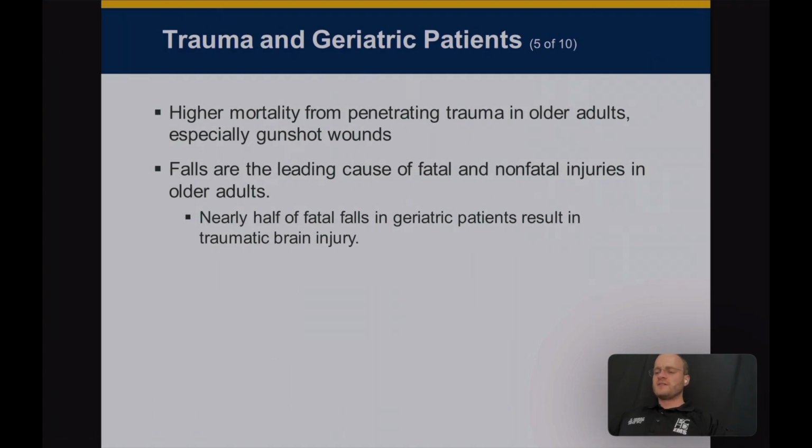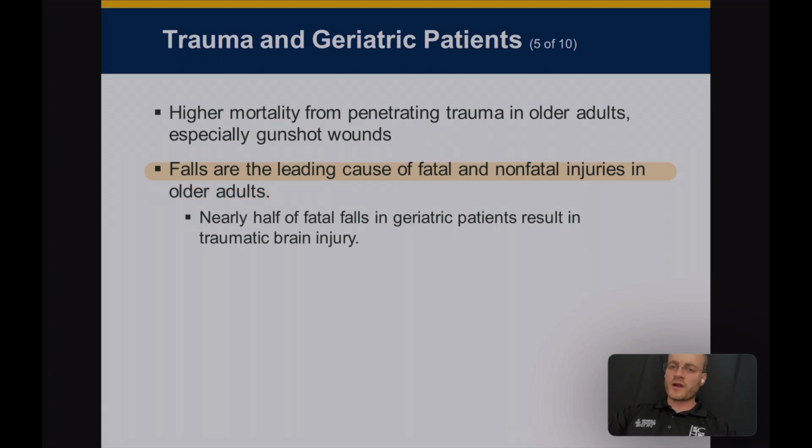So these are so intuitive. I mean, I feel odd reading these, but there's a higher mortality from penetrating trauma in older adults, especially gunshot wounds. Again, an 88-year-old lady gets shot in the gut versus a 29-year-old male. Who's going to do better? Now, this is an important thing. Falls are the leading cause of fatal and non-fatal injuries in older adults.